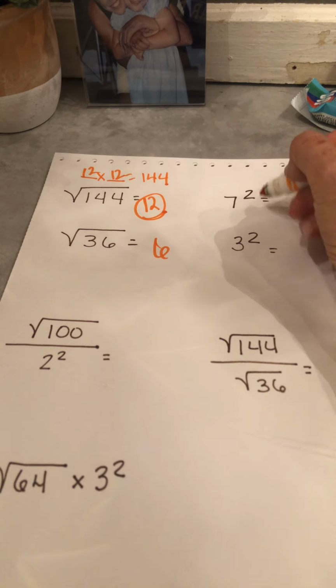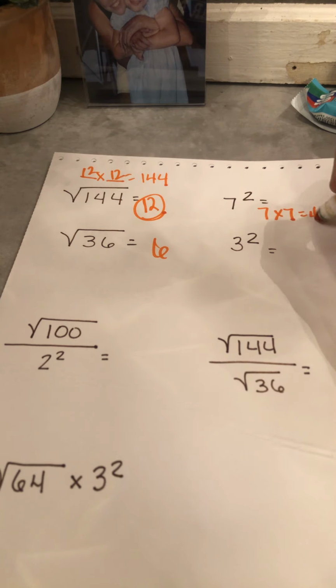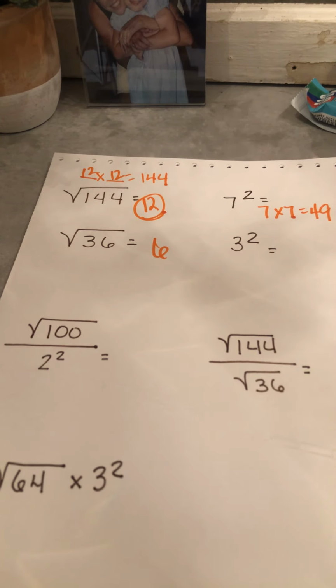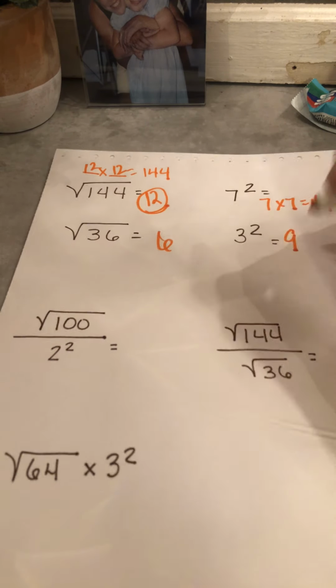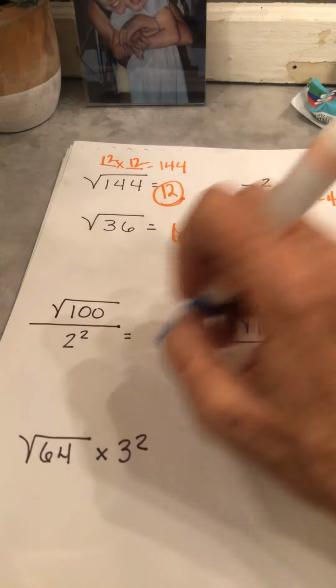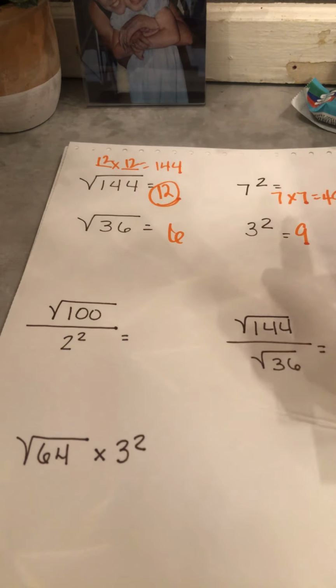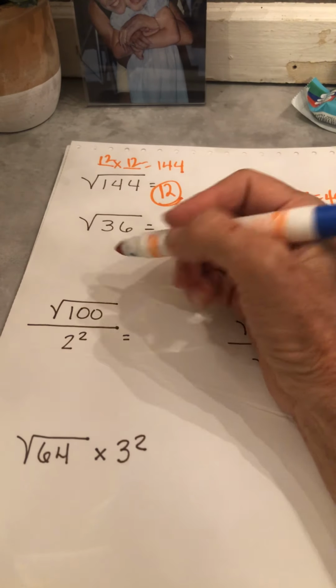Remember, 7 squared means 7 times 7. 7 times 7 is 49. 3 squared is 9. Now, the first part of the GED, when you don't get to use a calculator, you're going to probably see a question or two like this. I'm going to do this one, and then I'm going to give you a second to try these couple.